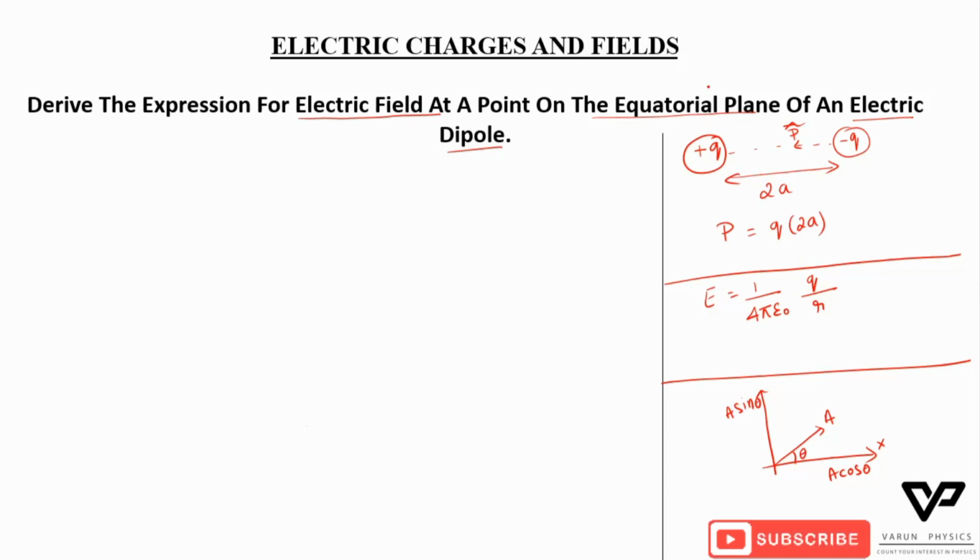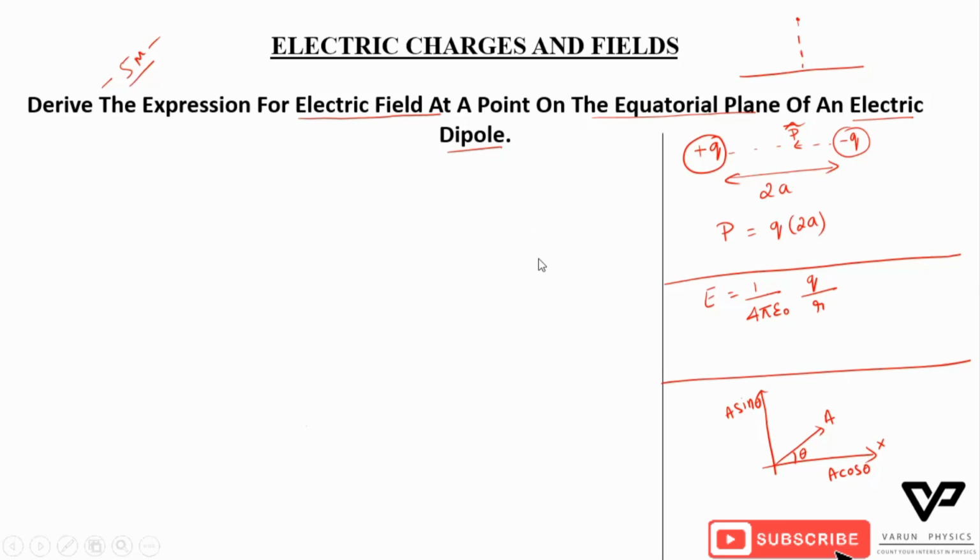Next, we are talking about the equatorial plane. Generally, if there is a line and I measure something along the perpendicular bisector of that line, then we call it equatorial. So equatorial plane means we are measuring across the plane along the perpendicular bisector. This is one of the most important 5-marker derivations, repeatedly asked in previous year Karnataka PU question papers also. Now, keeping all these basics in mind, we will do the derivation.